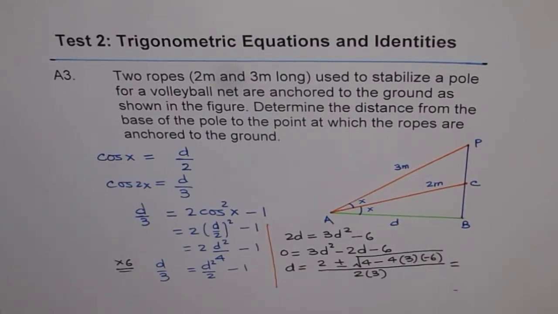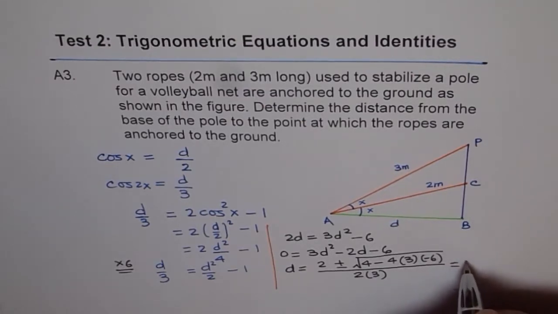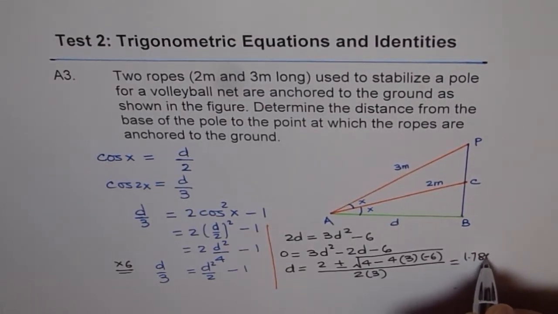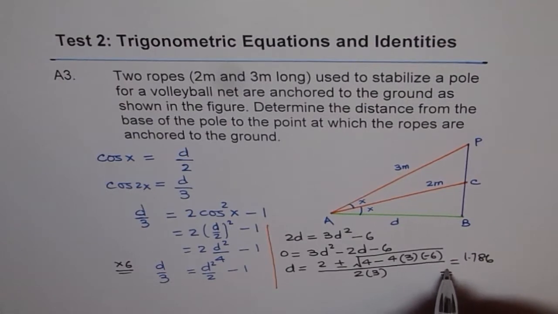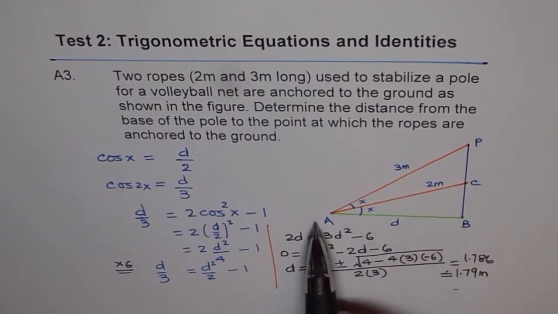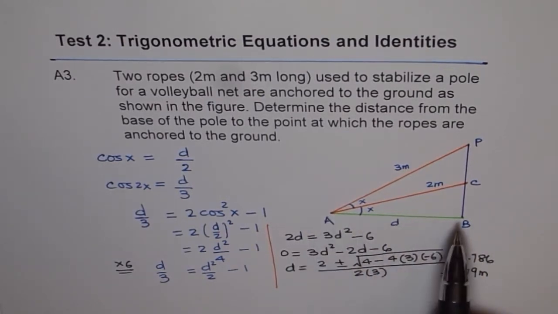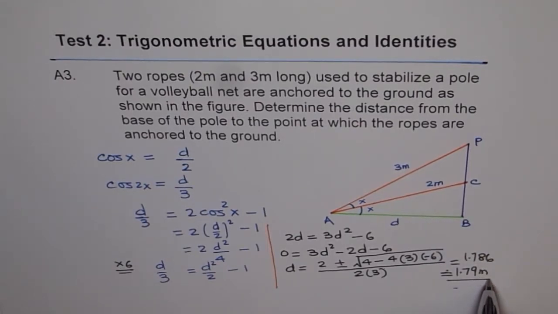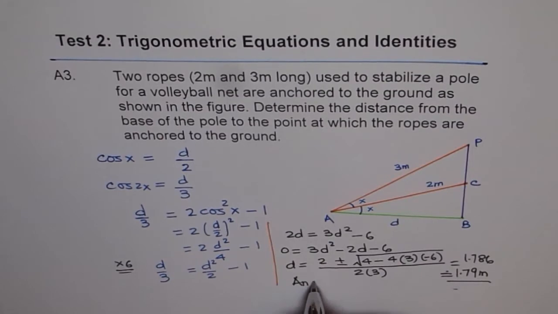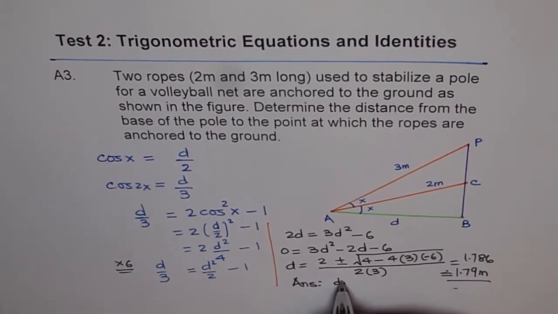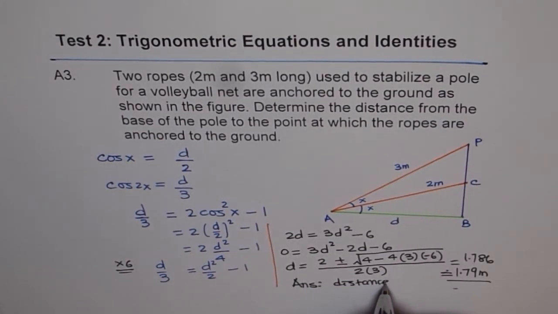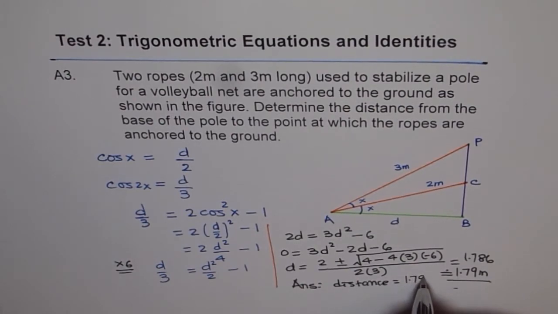So we get 1.786. This could be rounded to 1.79 meters. So the distance from the anchor to the base of the pole is 1.79 meters, right? So that is the distance. So our answer is that the distance d equals 1.79 meters, correct?